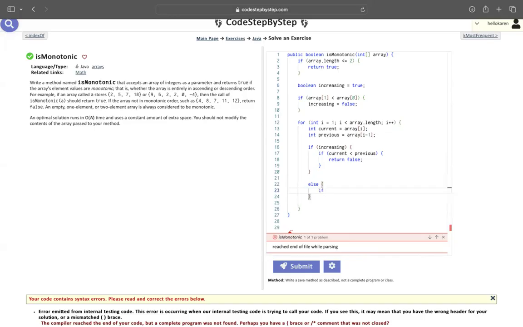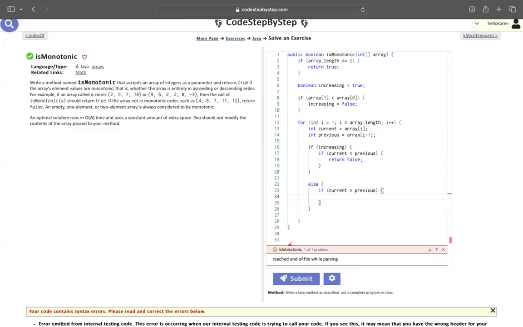So would I make another if and say current is... You see, this is the exact same thing you did in the increasing situation. It's just flipped because now you're checking decreasing. Okay, that makes sense.